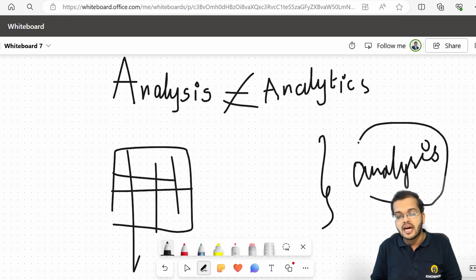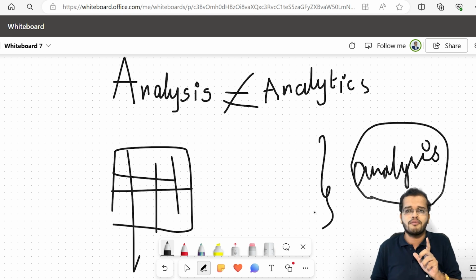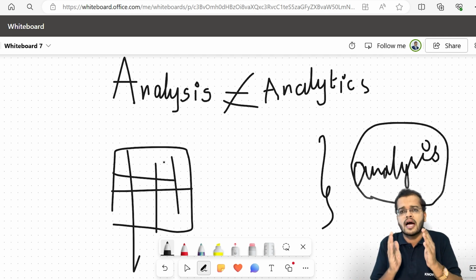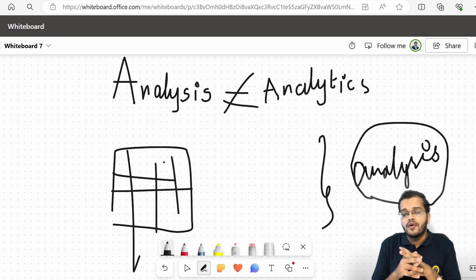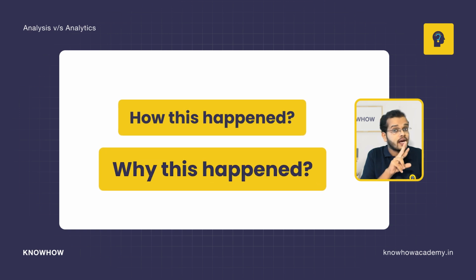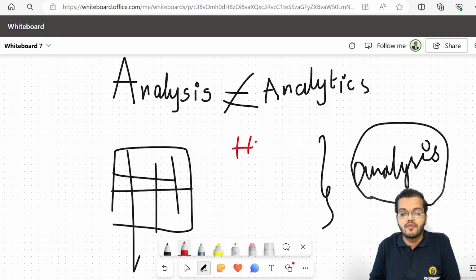In order to do the analysis for any particular thing, the data should already be present with you. Without having this data, we cannot have the analysis. It's as simple as that. You need to have some past to do the analysis. I am also a data analyst, and in most of the analyzation part, we think about how this happened and why this happened. These two are the very important questions.